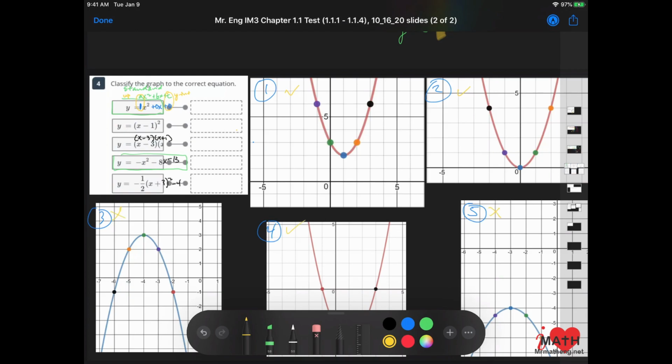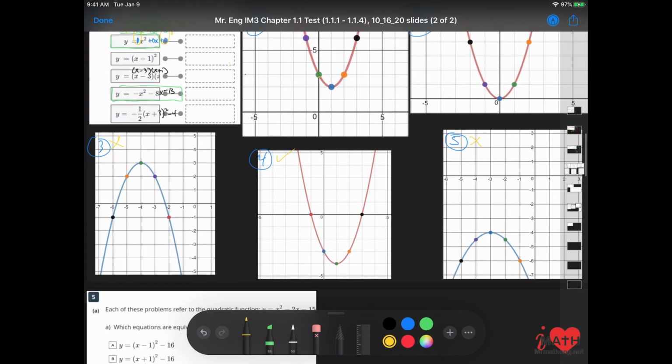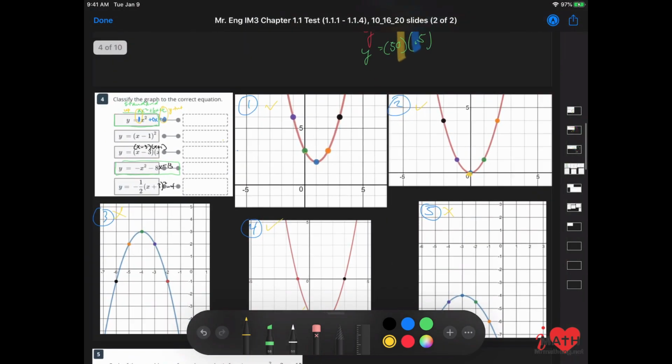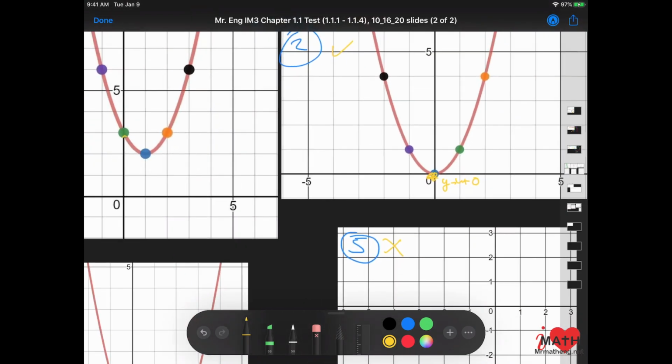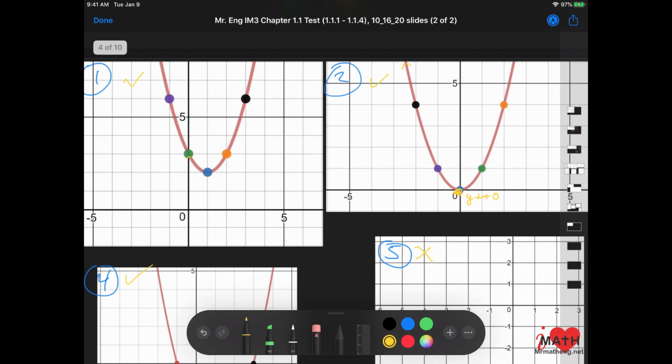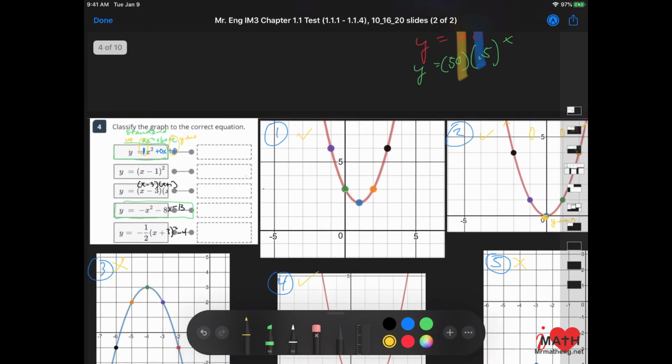And then which one of these has a Y-intercept of 0? That one's 3, this one is negative 3, this one is 0. So this has a Y-intercept of 0, and because it's smiley face, it is opening up, so that would be choice 2.